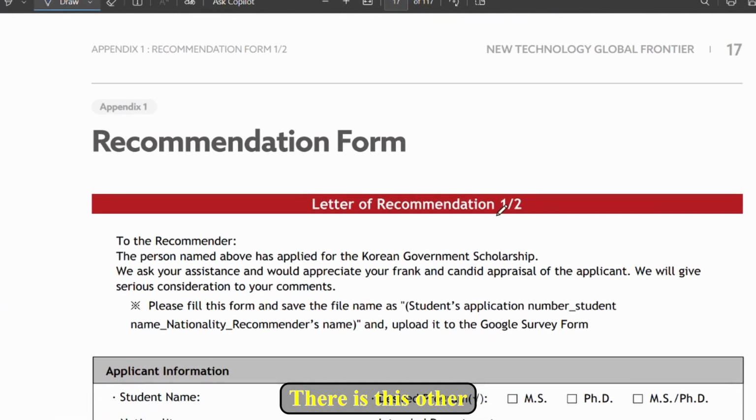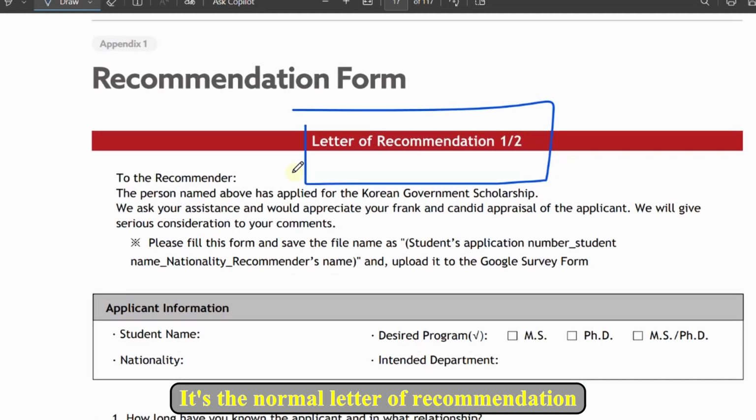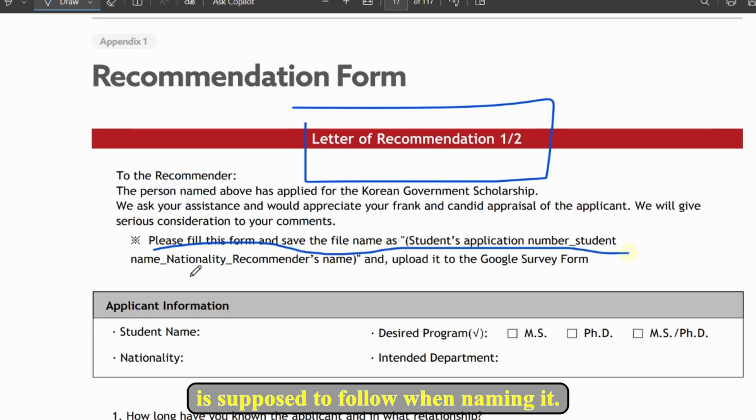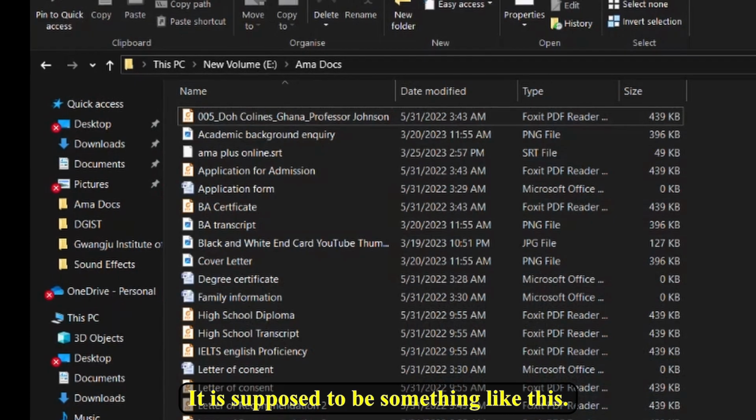There is this other letter of recommendation. It's supposed to be 2. It's the normal letter of recommendation that you can get from your professor or somebody who did supervise you when you were doing maybe your Bachelor of Science, and there is a format that the letter of recommendation is supposed to follow when naming it. It is supposed to be something like this.